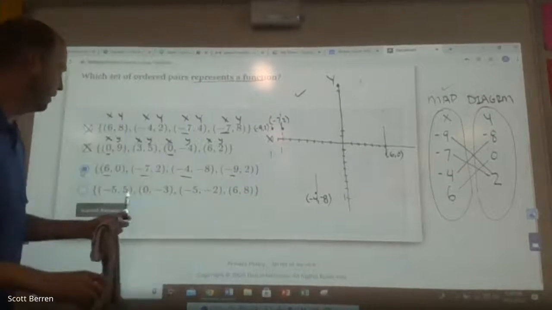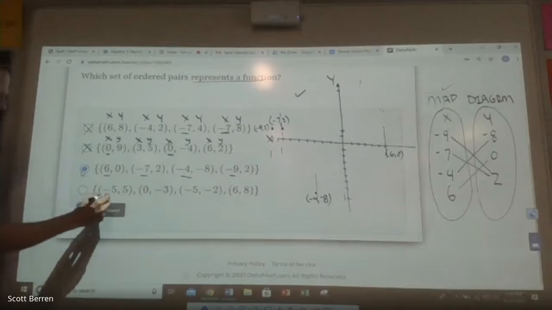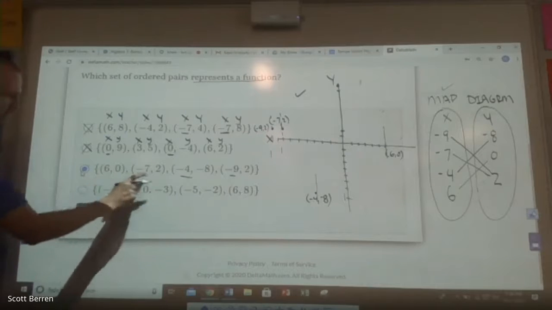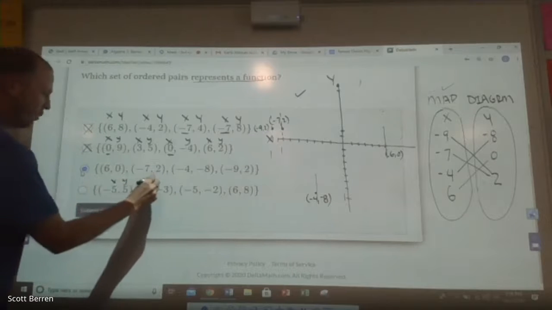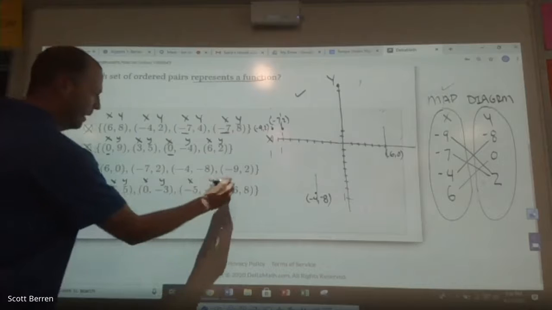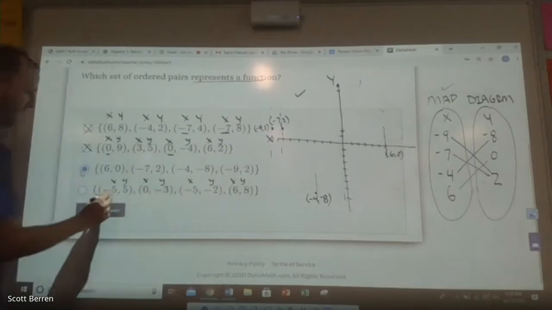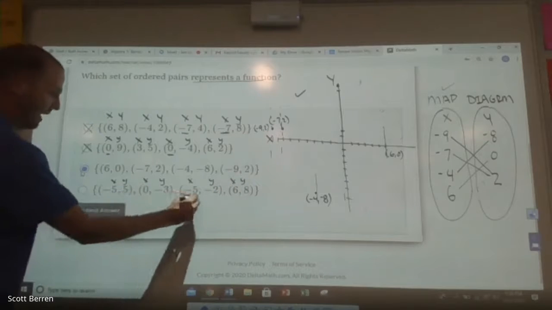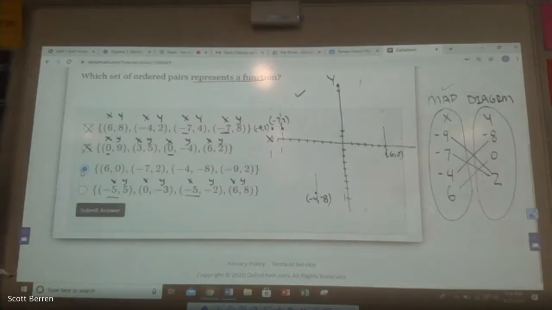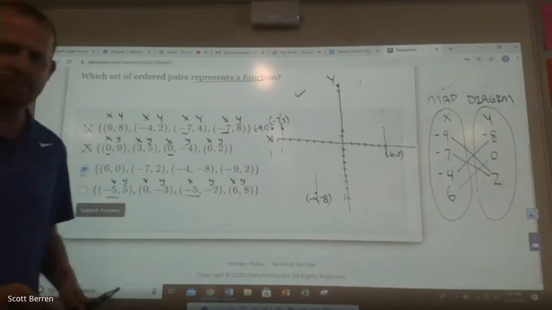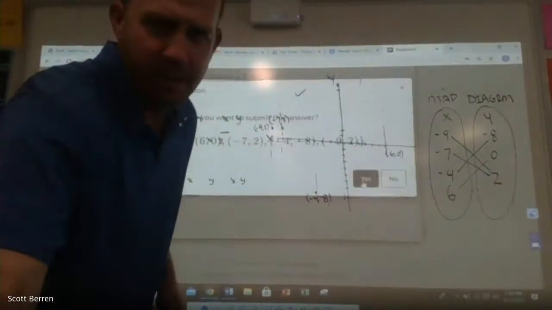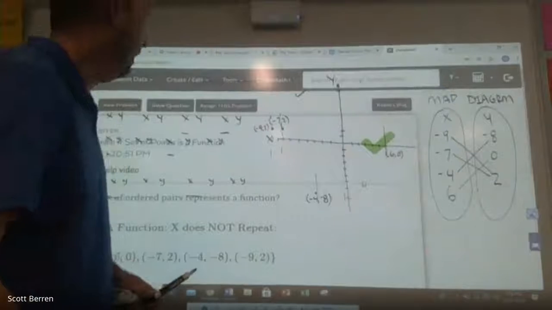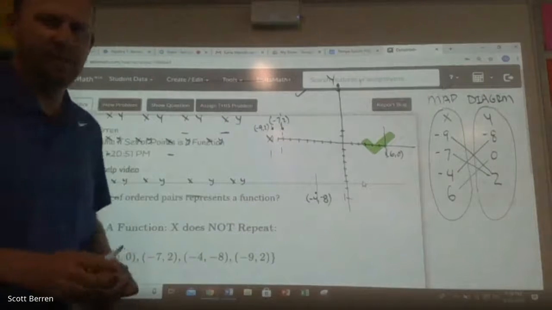I'm not going to do this final one, but how would we check it really quick? Do any x values repeat over here? So I've got xy, xy, xy, xy. So I've got negative 5, 0, negative 5, boom. I already found 2 that repeated, so it won't be a function. So if I go ahead and submit that answer, it tells me I'm right, and that's good.